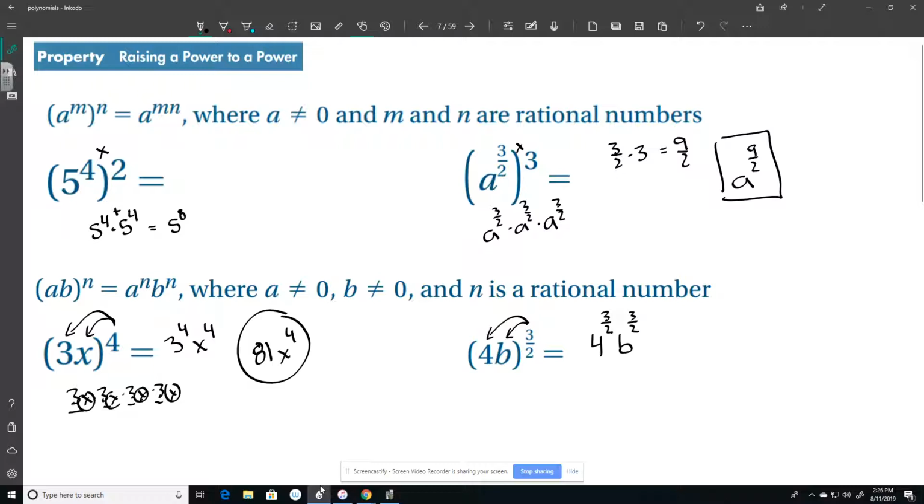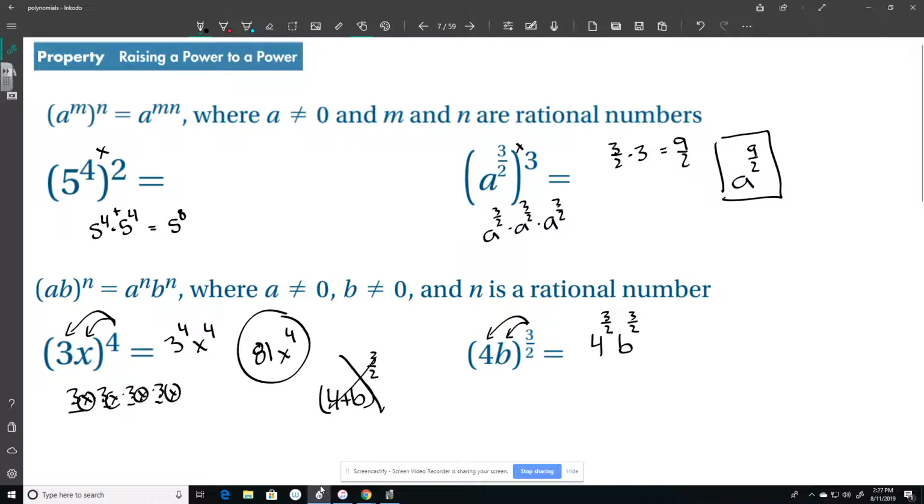Now this works because we're multiplying. If this said 4 plus b raised to the 3/2, we could not do this rule. It only works because everything's being multiplied. That plus sign on the inside messes us up. So don't use this rule there. We'll do that in a couple of weeks. We can only use this rule when everything's being multiplied.